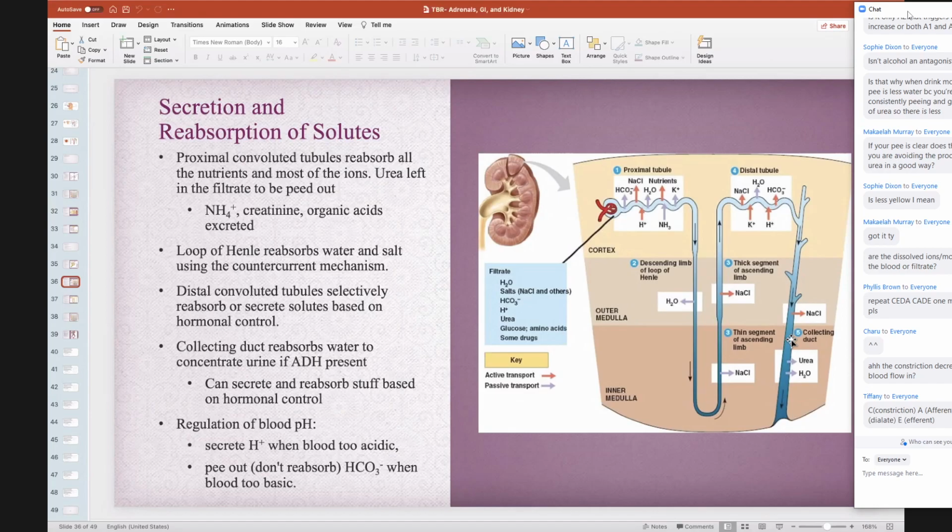So absorption is bringing it back into the cortex, back into the medulla. Secretion is into that filtrate, into the nephron itself.